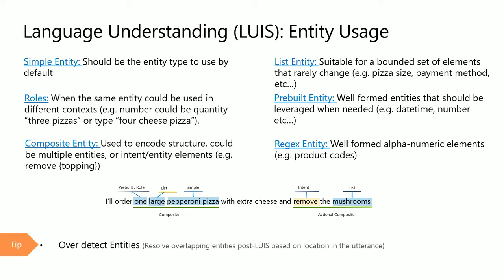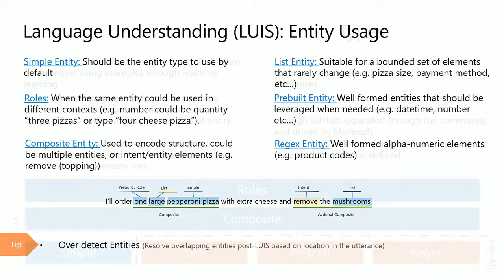Just a tip, if you're doing modeling, I usually tell people to over-detect entities. It's better to have to vet out the wrong ones than to miss any of them. So you over-detect them and then resolve the ones that you actually see as redundant or more important to keep later on.